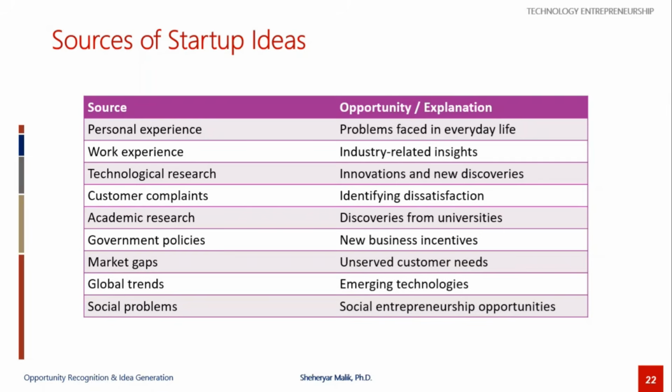And then there are global trends कि जी अच्छा जी अमेरिका में काम शुरू हो गया है, बाकी कहीं हो चुका है, तो यहाँ भी हो सकता है. This is very common. इसको देख के तो you can come up with so many ideas. And then social problems, जो आपकी कोई भी social entrepreneurship opportunities हैं, you can come out with that.